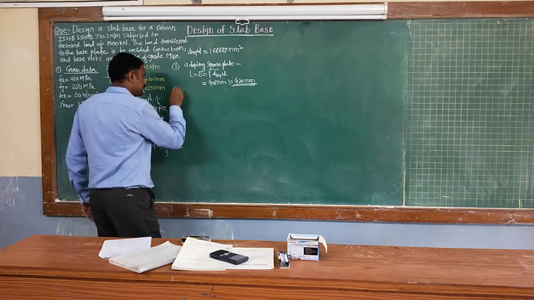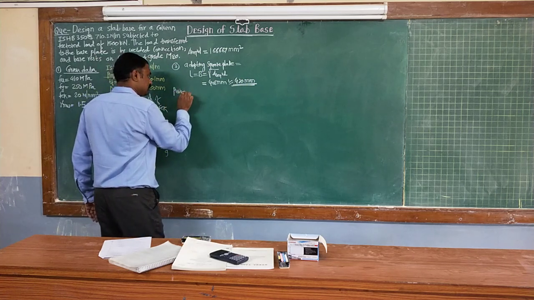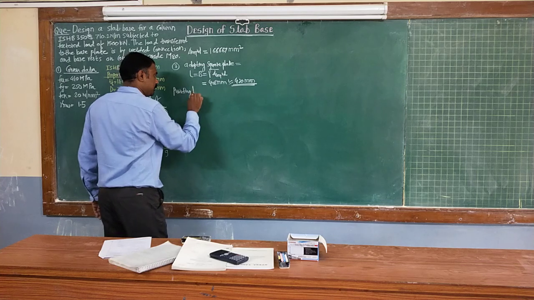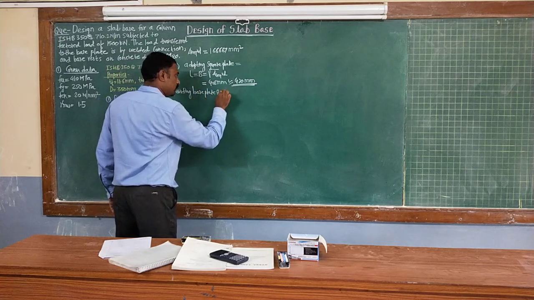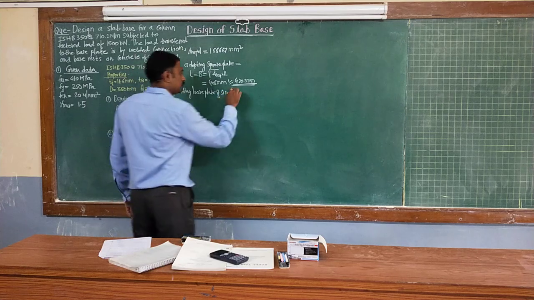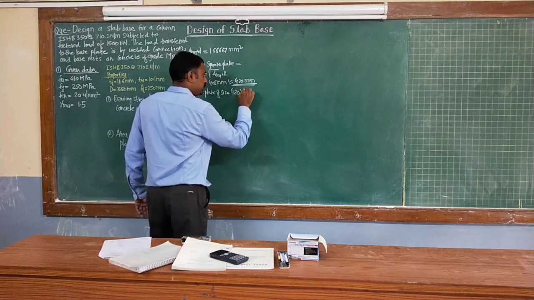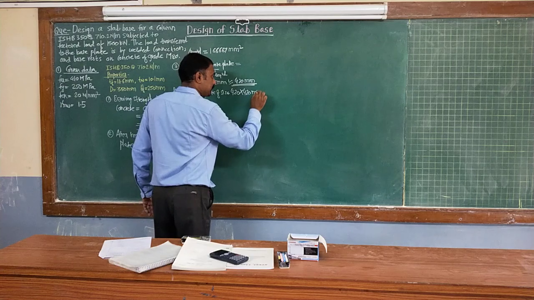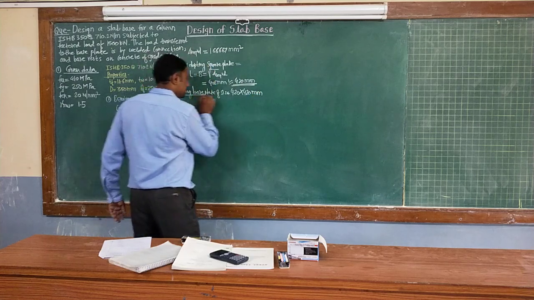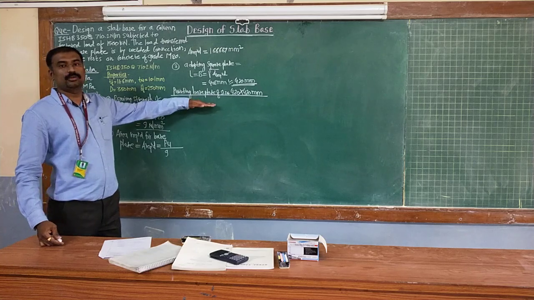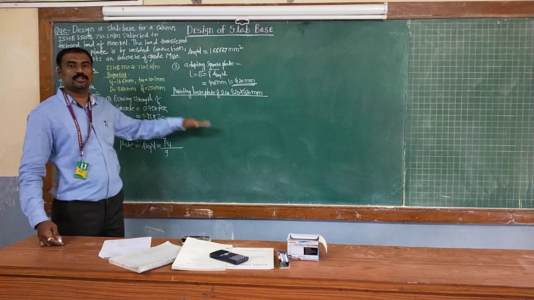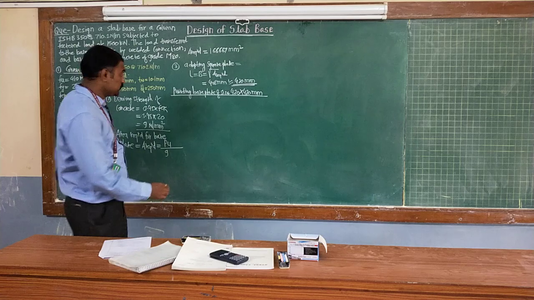Correct? So providing a base plate of size 420 by 420 mm. So it is a square plate. We are adopting a square plate. So using this calculated value, now you need to calculate the actual bearing pressure on your steel plate.